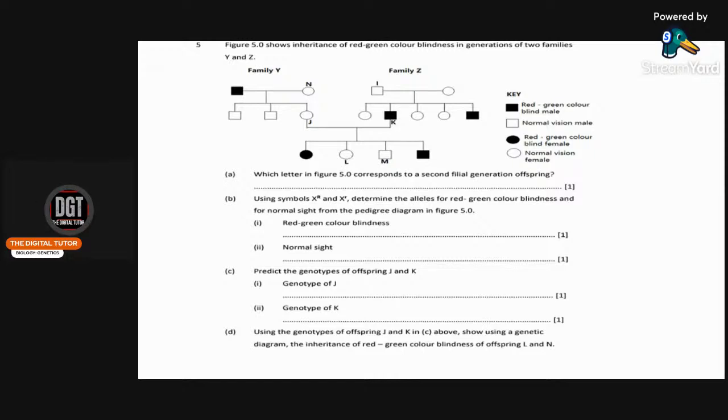The first question is, as you can see from the guide, even from the previous one, the shaded one means that they are affected, and the unshaded one are normal. You know that the rectangle or the square here represents the male, and the circles represent the female. So now, which letter in figure 5.0 corresponds to the second filial generation of offspring?